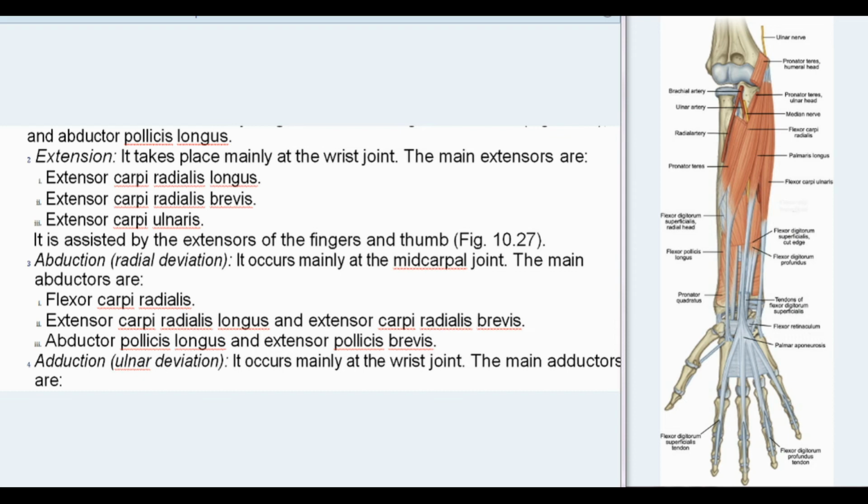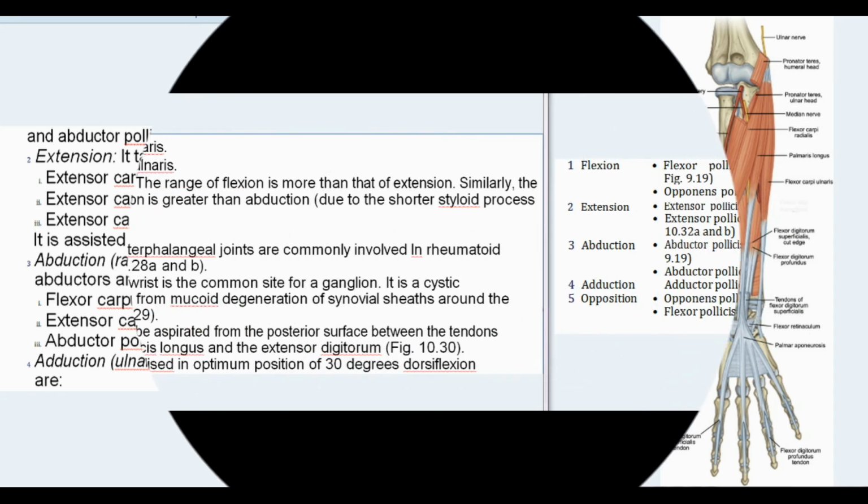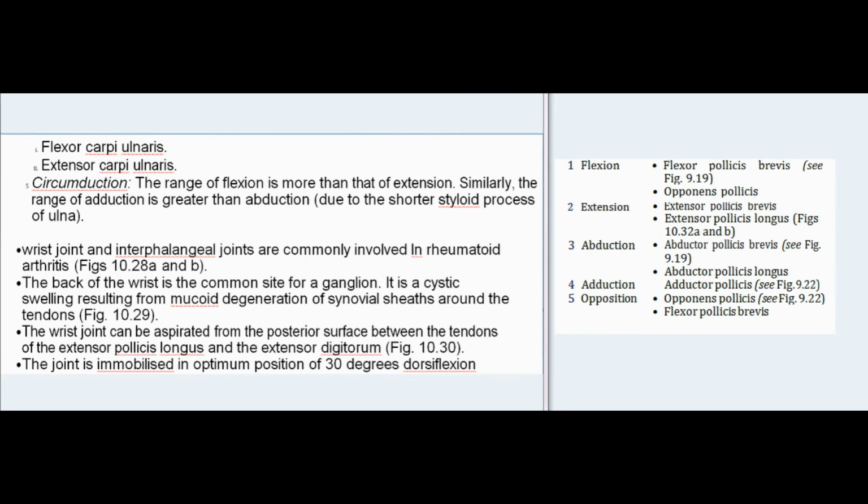3. Abduction, radial deviation. It occurs mainly at the midcarpal joint. The main abductors are flexor carpi radialis, extensor carpi radialis longus and extensor carpi radialis brevis, abductor pollicis longus and extensor pollicis brevis. 4. Adduction, ulnar deviation. It occurs mainly at the wrist joint. The main adductors are flexor carpi ulnaris and extensor carpi ulnaris.